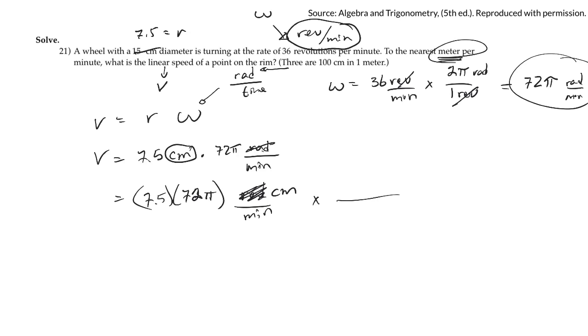So to convert centimeters to meters, there's 100 centimeters in every meter. So centimeters will cancel out, and so I just go 7.5 times this divided by 100, and that'll give me what my linear speed is on a point on the rim.